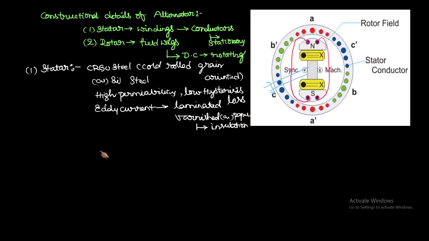Now I will show the stator slots. There are three types of stator slots. Observe these types. This one is called the open type, this one is the semi closed type, and this one is the closed type of slots.